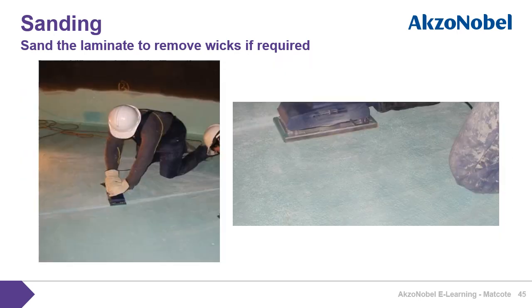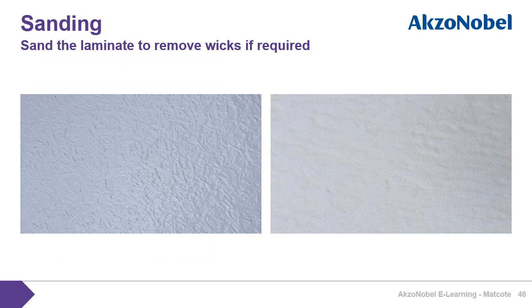The sanding process to remove the wicks should be a relatively quick process and does not require a lot of pressure applied to the material. It's just a process of removing the wicks from the top, as there will be a further gel coat applied after this. These photographs show typical before and after. On the left hand side, you'll see a glossy surface prior to sanding, and on the right hand side, you'll see a more matte surface post sanding.